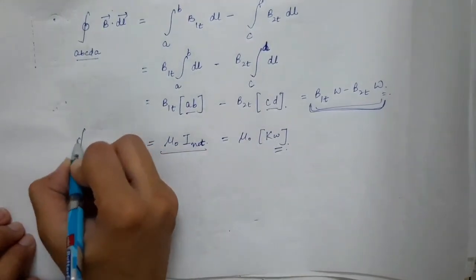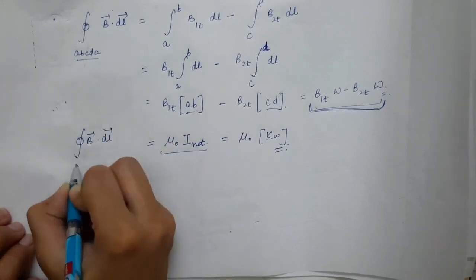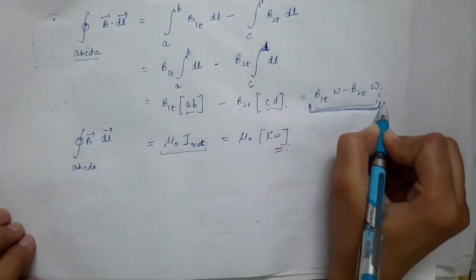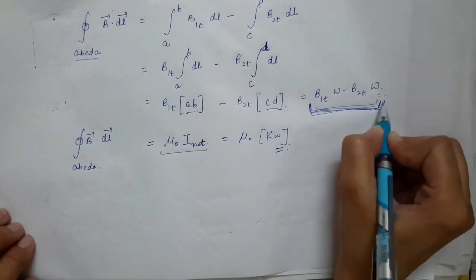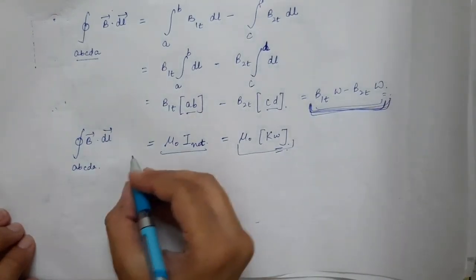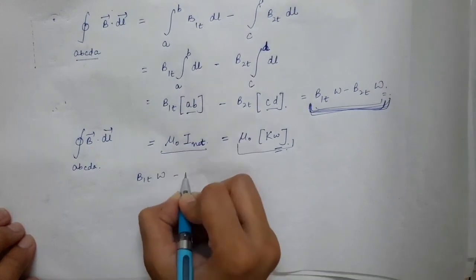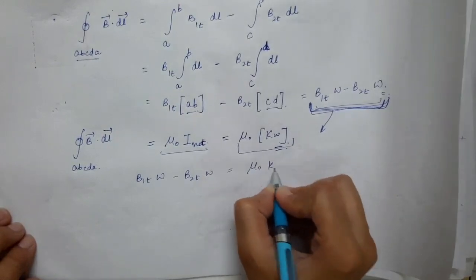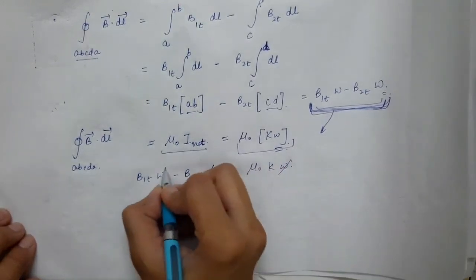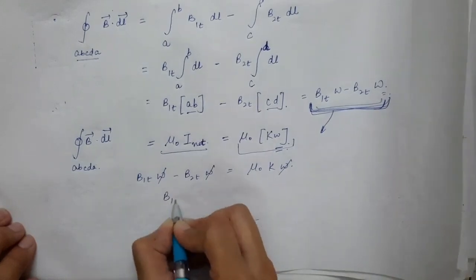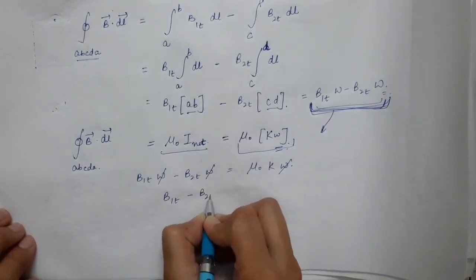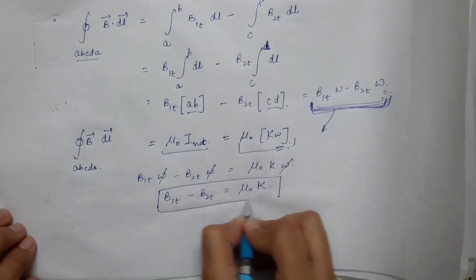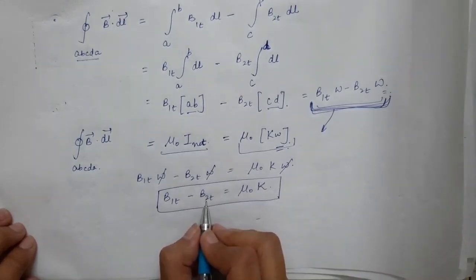So this one is equal to line integral of magnetic field over a closed path. And the line integral of magnetic field over a closed path has also come out to be equal to this expression. So obviously this one will be equal to this equation. So you will get b1t into W minus b2t into W equal to mu naught into K into W. So this W will cancel on both sides, and you will be left with b1t minus b2t is equal to mu naught into K. So this is the final expression of change in magnetic field at a current sheet.